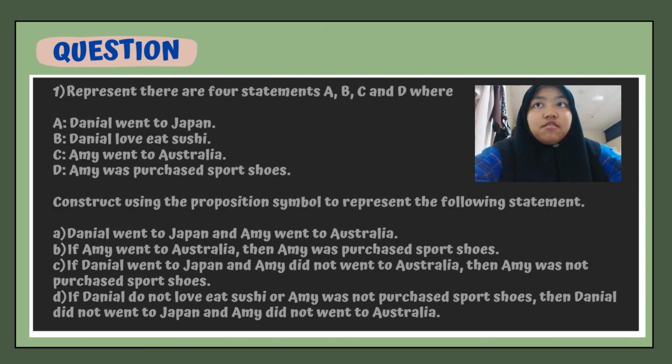Okay, for the question, we present four statements: A, B, C, and D. A is Daniel went to Japan. B is Daniel loves eating sushi. C is Amy went to Australia. D is Amy purchased sports shoes. Construct, using the proposition symbols, the following statements.